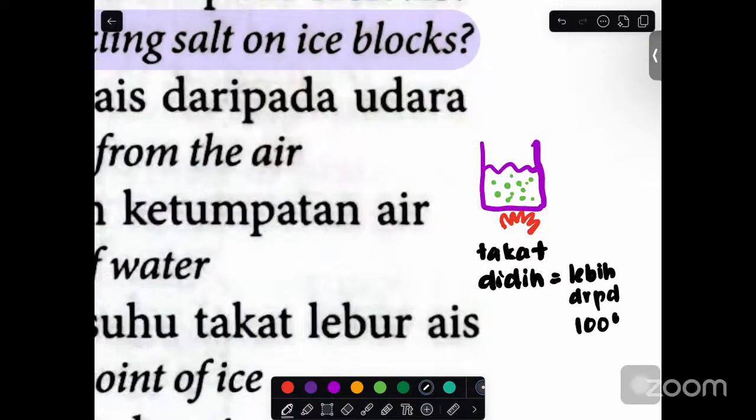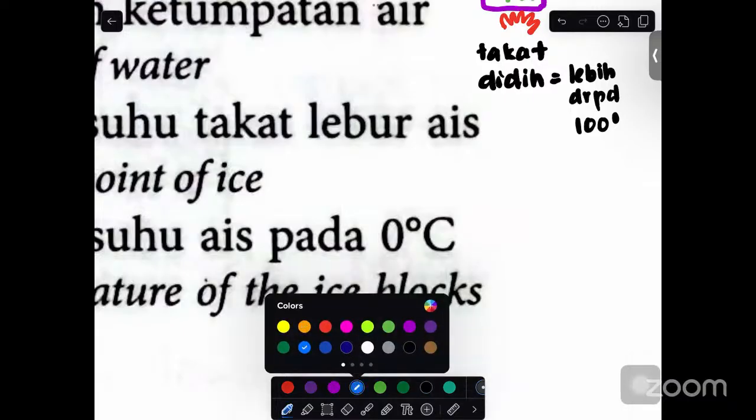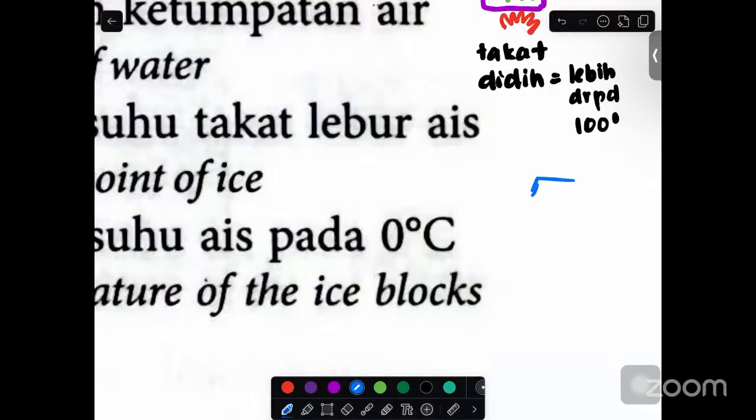Okay? Takat didih air biasa is 100. Kalau teacher letak something dalam air, then dia takat didihnya lebih daripada 100. Sama, the same thing goes to takat lebur ais. So, contohnya, teacher ambil ais. Okay, teacher is taking ais kan?